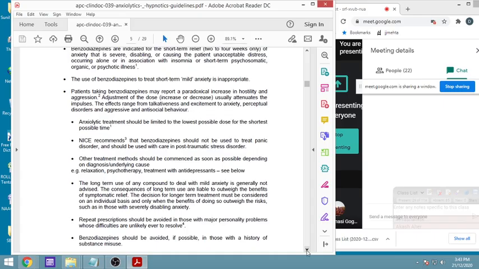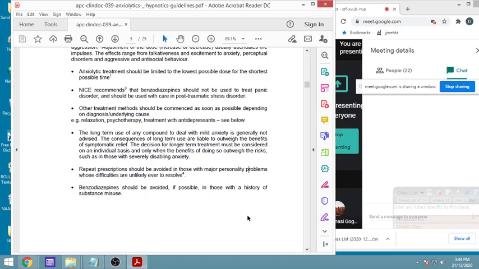Then a repeat prescription should be avoided, particularly with major personality problems. We call these personality disorders, anxiety disorders, etc. OCDs are personality disorders. Schizophrenia and depression are psychiatric diseases or affective disorders, and then there are personality disorders and sleep disorders. So we categorize them into different ones. So this is a personality disorder, and the difficulties are unlikely to be resolved if we use this.